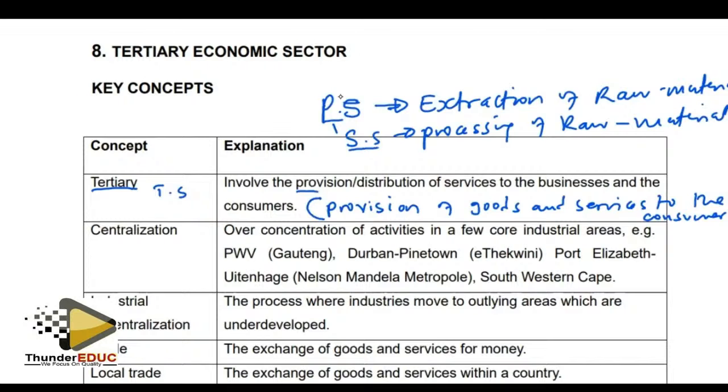So that is why the tertiary sector involves the provision and distribution of services. And we spoke about the difference between goods and services. We said goods are tangible and services are intangible.